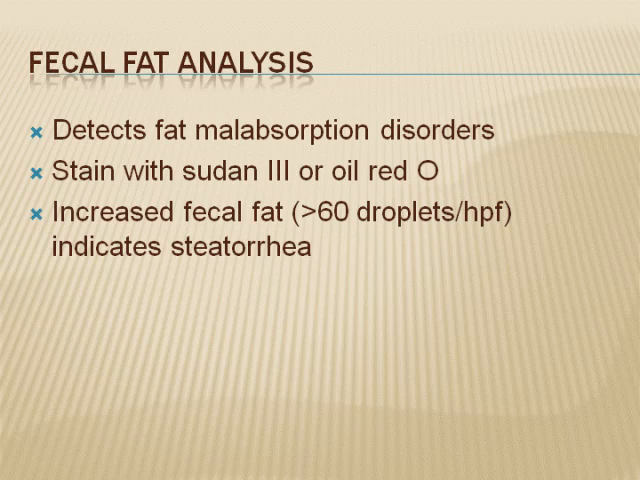Fecal fat analysis. This is detecting fat malabsorption disorders. These samples get stained with Sudan III or oil red O, and you're looking for increased fecal fat in those samples. A lot of times this is a 24-hour collection, and greater than 3 droplets per high power field indicates steatorrhea, which is increased fat in the stool.